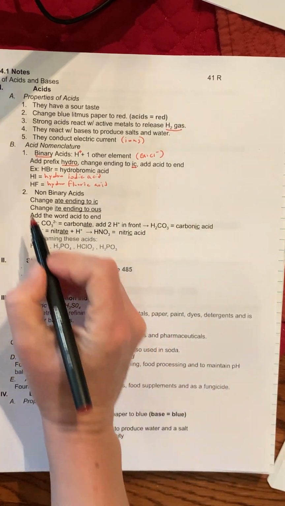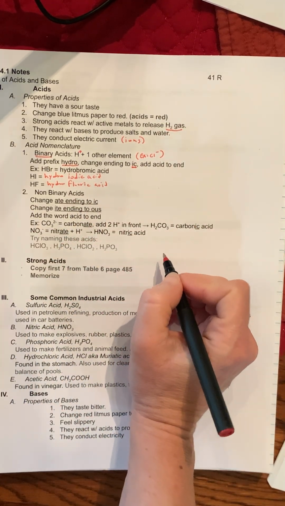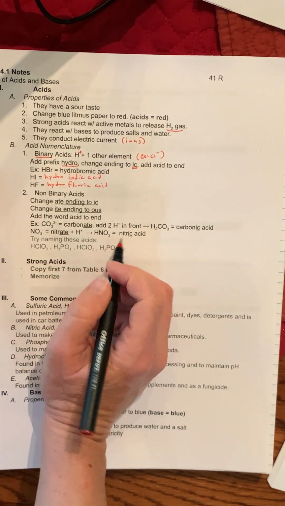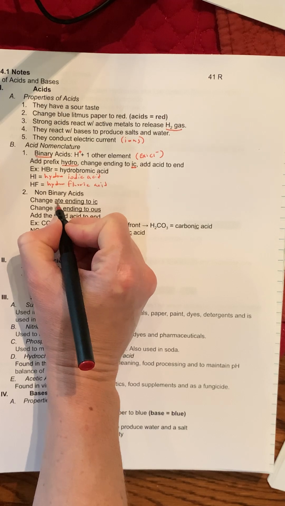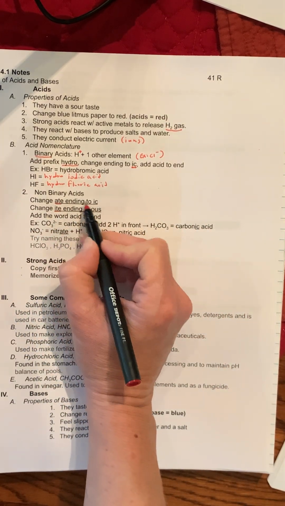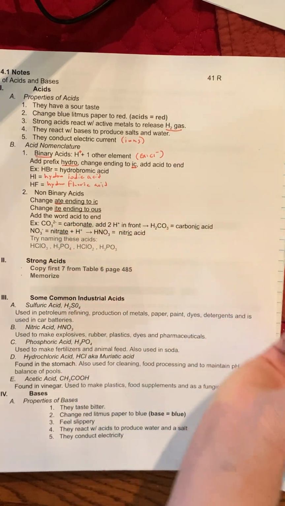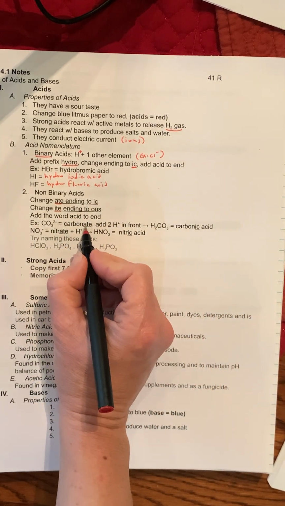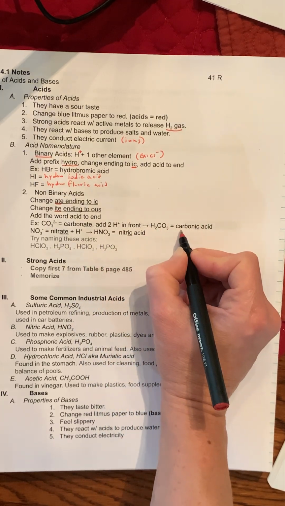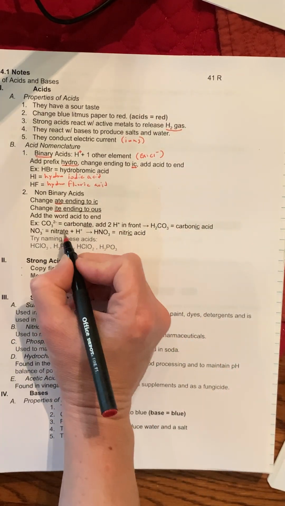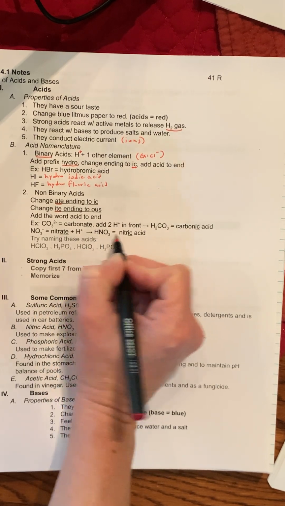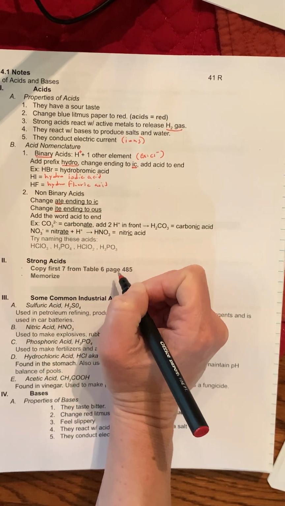And for non-binary, if it has three different elements, like these examples down here, or more, it's usually a polyatomic anion that ends with either ate or ite, and you're going to change that ending. The ate changes to ic, and the ite changes to us. So carbonate, when that 2 negative charge is balanced by 2 hydrogen ions, becomes carbonic acid. Nitrate, when you add an H out in front, so it's H plus NO3 minus, you get nitric acid.